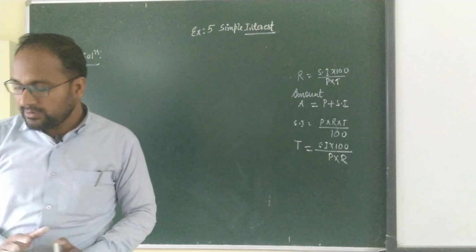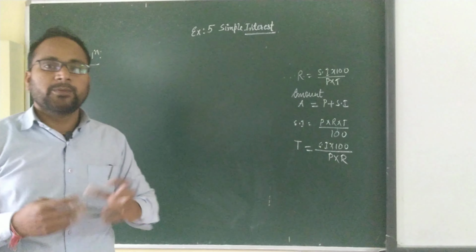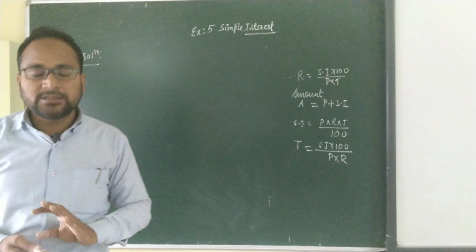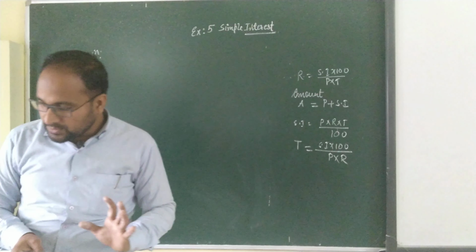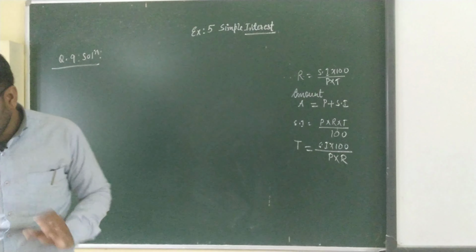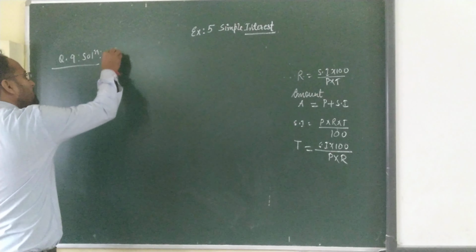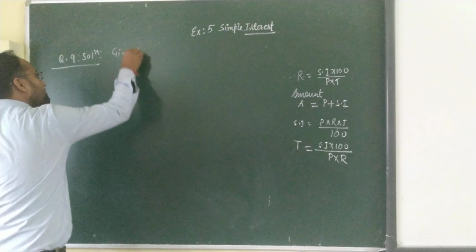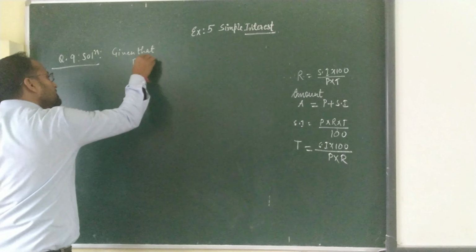Very easy. Don't think that because the amount is a big number, you will have a problem. No problem. Read the question properly, and after whatever is given, first write it down. In this one, he took a loan of rupees 6 lakh, which means the principal is given. Given that principal is equal to rupees 6 lakh.